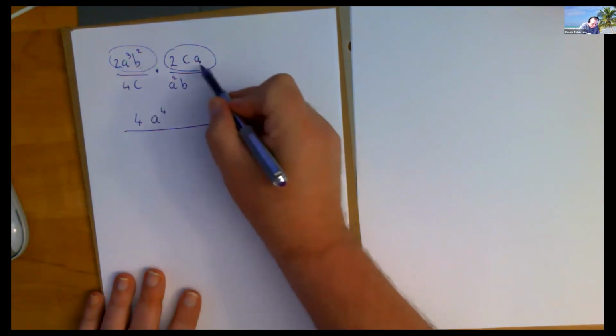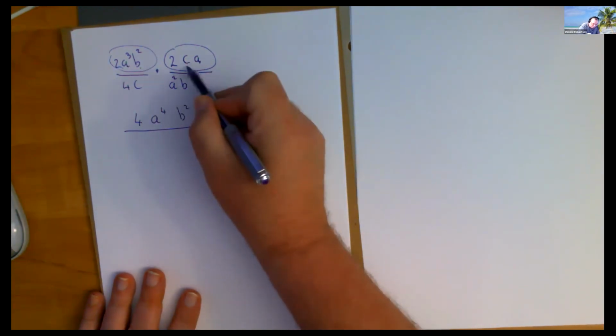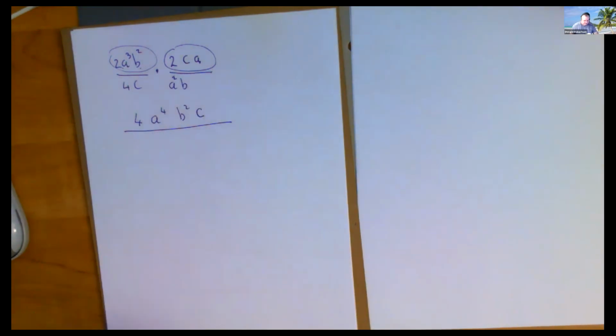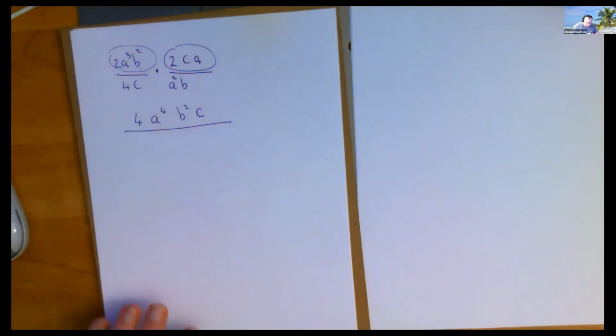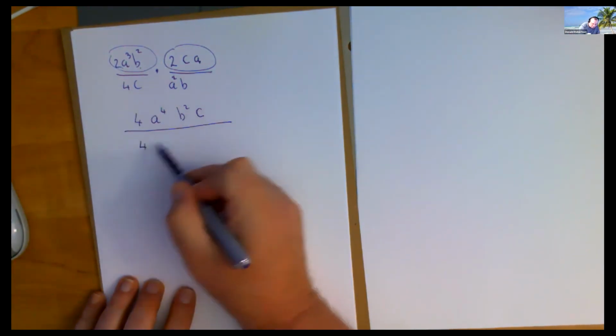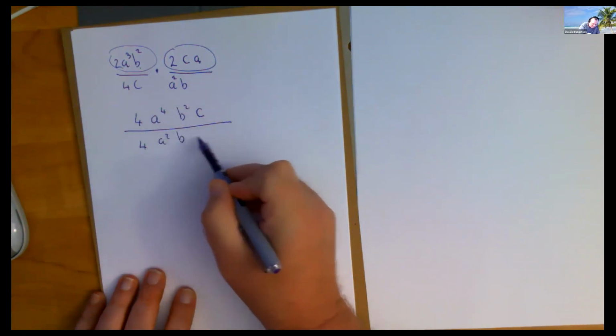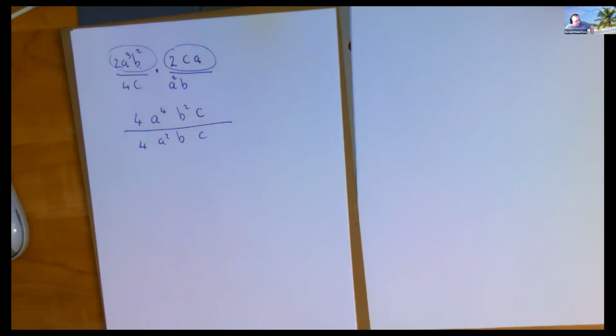Won't that b squared just be b squared? And won't that c just be a c? Are you happy about the 2 terms on the top when you multiply them together give you this? Okay, let's look at the bottom. 4, that's it. Alphabetical, a squared, b, and c. I think it's a good idea to do them alphabetical. It just makes it easier to match them.